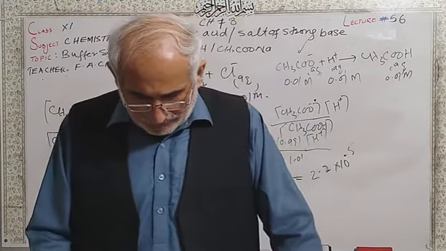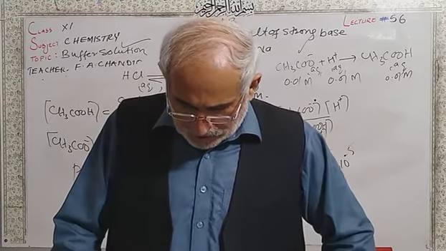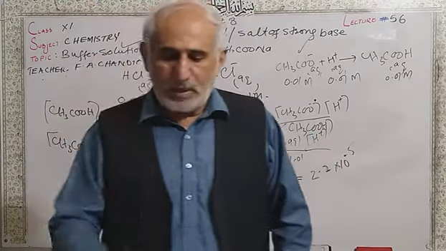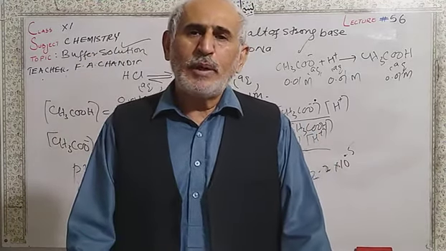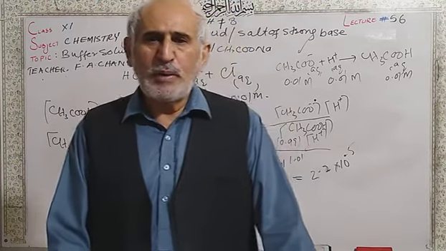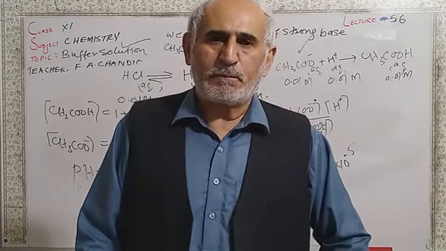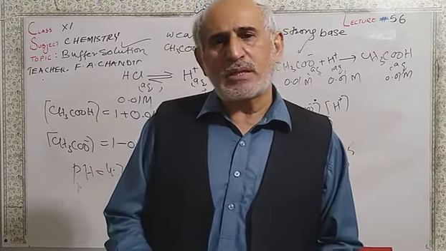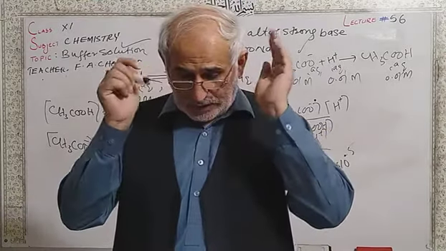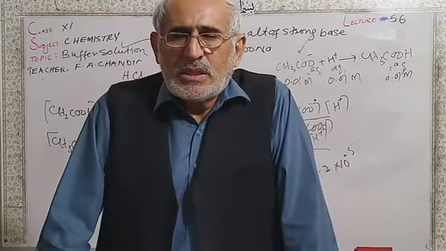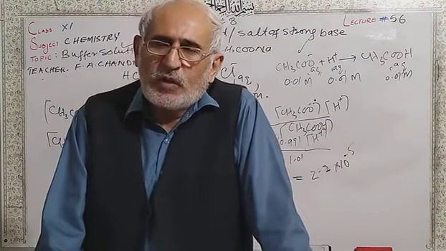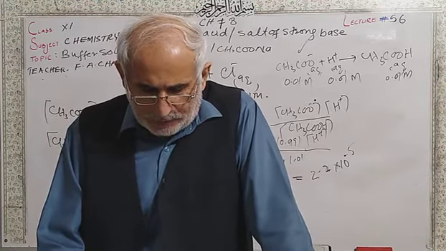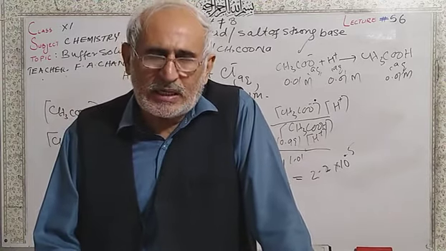In nature, many biological systems depend upon buffer solutions to keep pH constant. There is one thing very important: human blood. Human blood is an excellent buffer. The pH of human blood is not going to change. Remember that it maintains 7.35 to 7.45. Must remember it.